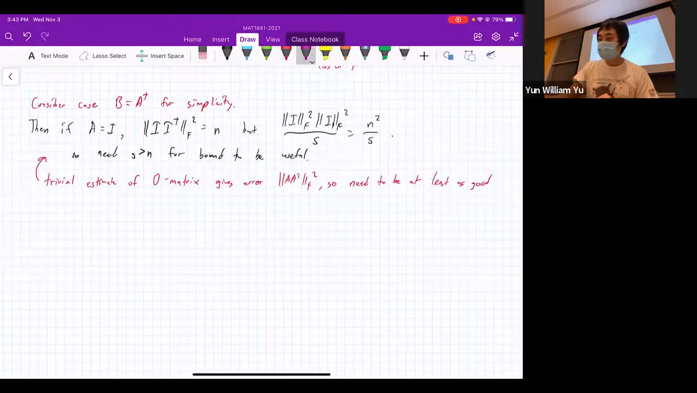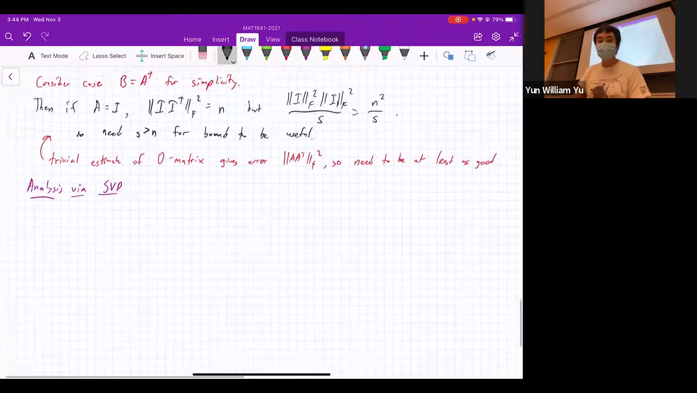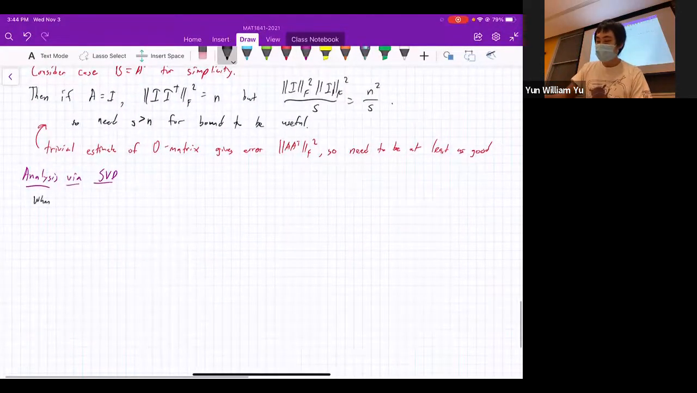And so this is what's going to inform our analysis. We're going to do an analysis via the SVD. And this is why I waited until you guys had taken SVDs in MAT1850. So let's ask a simple question: when is the SVD approximation good?